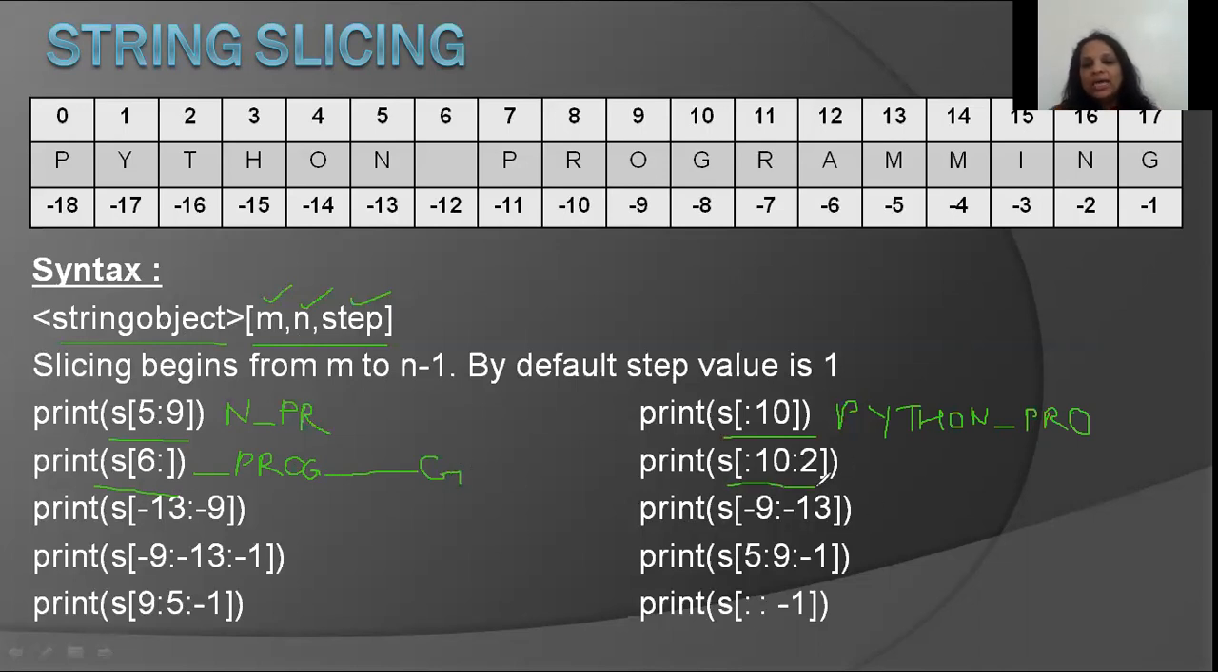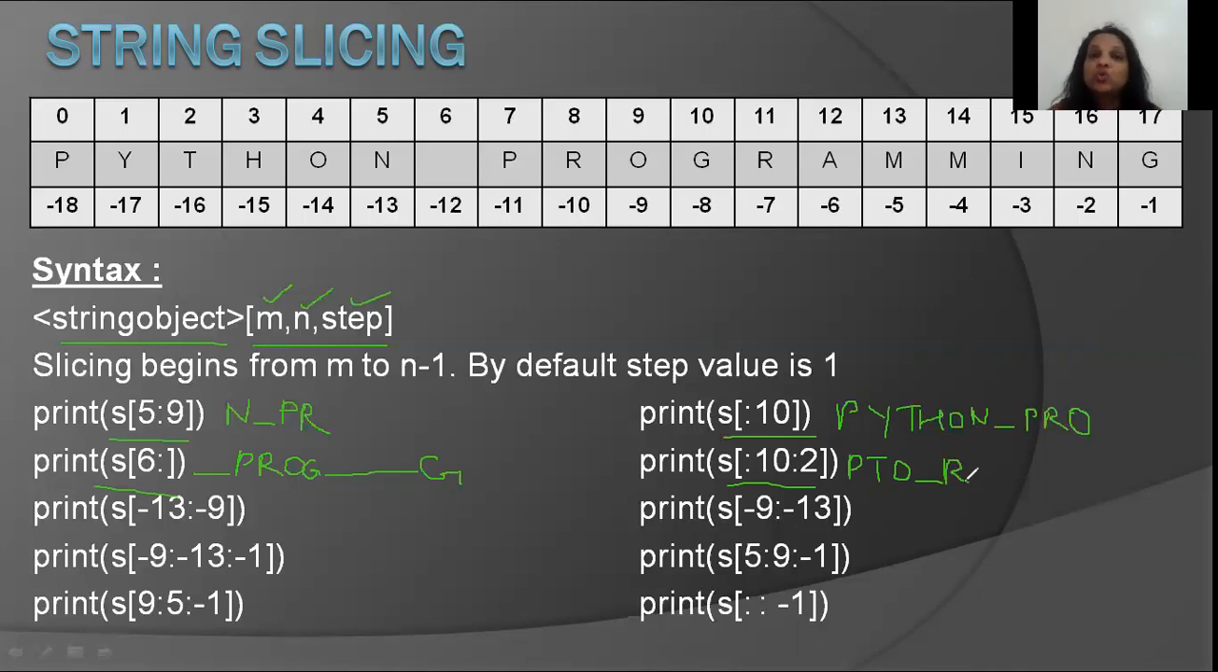Now, here M is not given. So M means from the beginning of the string. But till where do I have to go? Can I go till 10? No, I have to go up to 9 only. And now step value is given as 2. That means first you give the element at 0, which is P. Then 0 plus 2, that means 2, that is T. 2 plus 2, 4, which is O. 4 plus 2, 6, which is nothing but space. 6 plus 2, which is nothing but R.